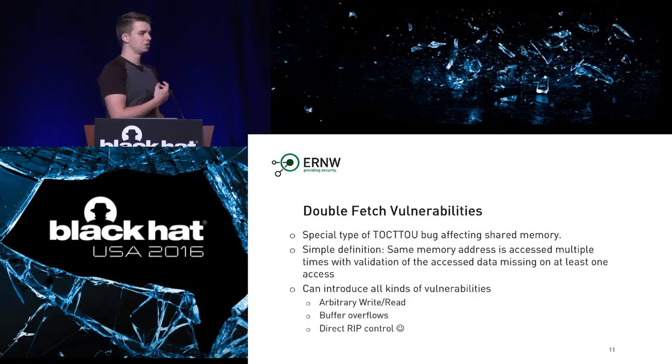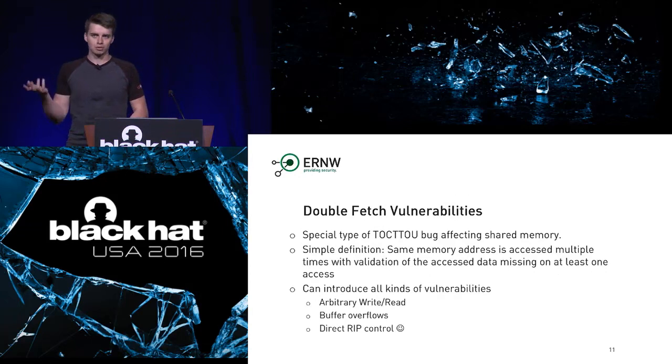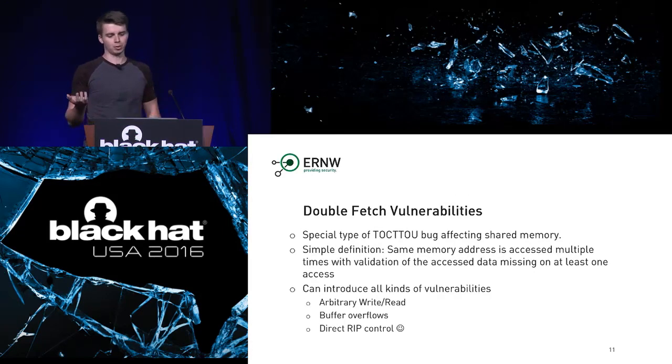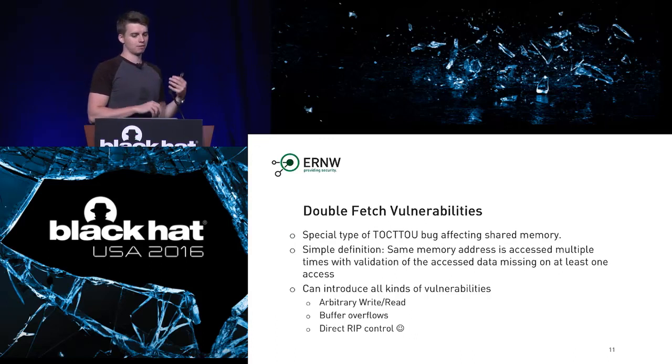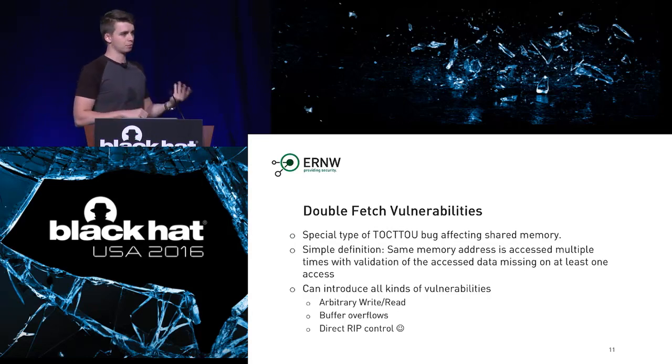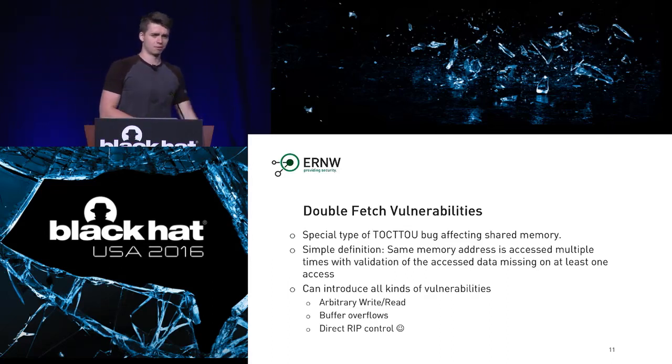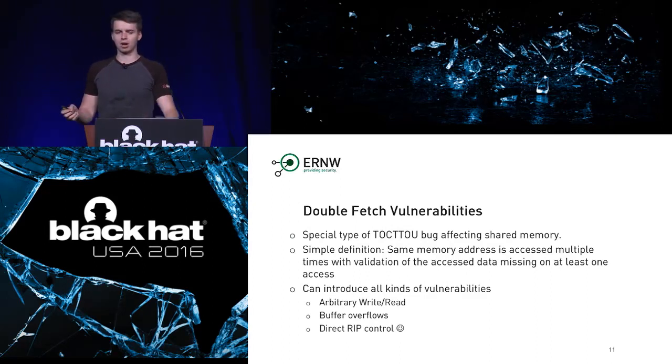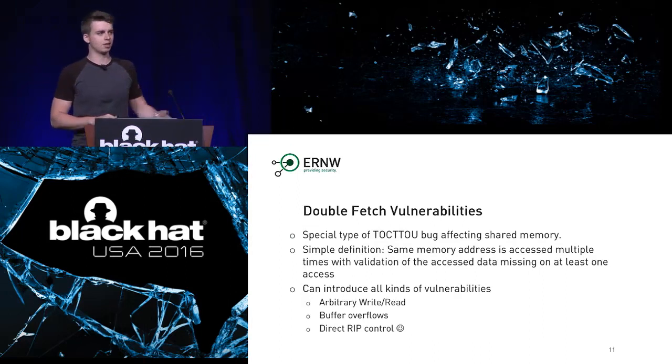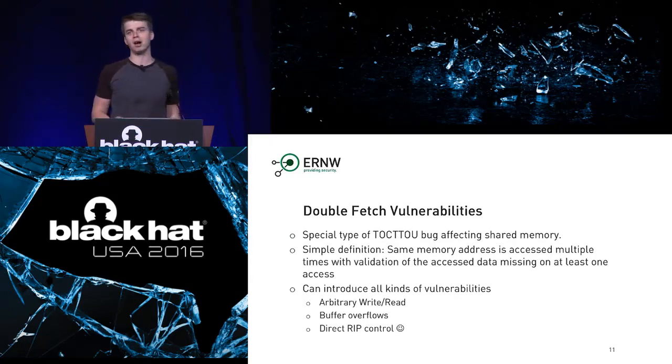So what are double fetch vulnerabilities? They're a special type of time-of-check to time-of-use vulnerability that affects shared memory. A simple definition would be that the same memory address is accessed multiple times out of a privileged context, so from the back end, but the validation of the accessed data is missing at least once. For example, the back end reads an integer out of a shared memory section, fetches the value once, checks that it fits into an upper boundary, and then sometime later it fetches the value a second time, but it doesn't include the upper boundary check again.